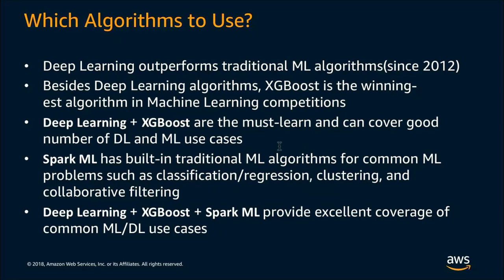SparkML has built-in traditional machine learning algorithms for common machine learning problems such as classification, regression, clustering, and collaborative filtering for recommendation engines. So deep learning plus XGBoost plus SparkML provide even better coverage for common machine learning and deep learning use cases.